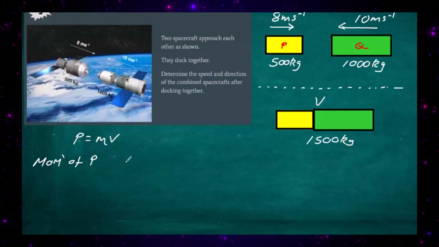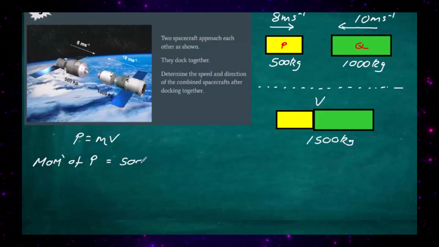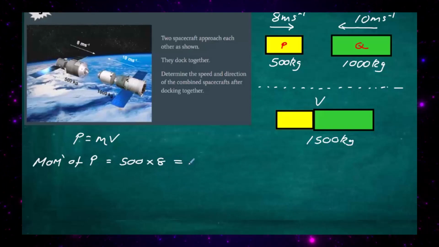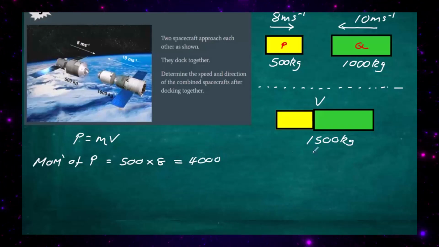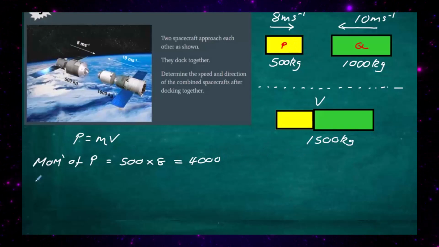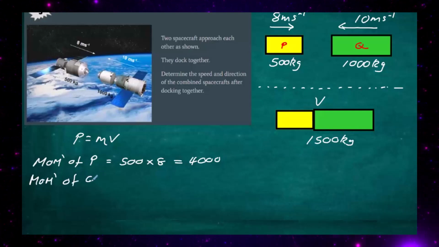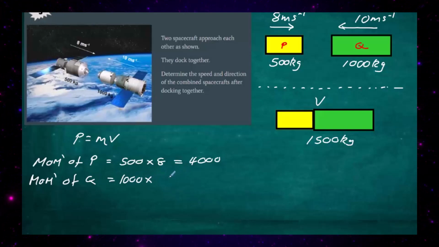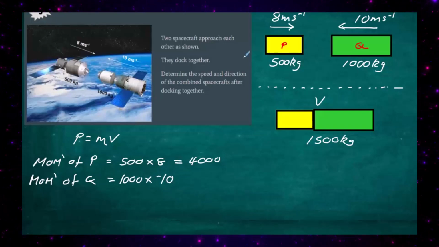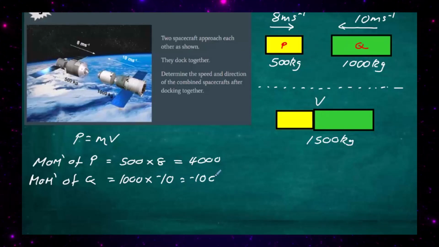And that's going to be equal to 500 times 8, and 500 times 8 is going to give us 4,000. And it's going to be in the right direction, we can see up here. Now the momentum of Q will be in the opposite direction, but we'll let the maths work that one out. It's going to be 1,000 times minus 10, because it's going from the right to the left. So that's going to give us minus 10,000 units of momentum.